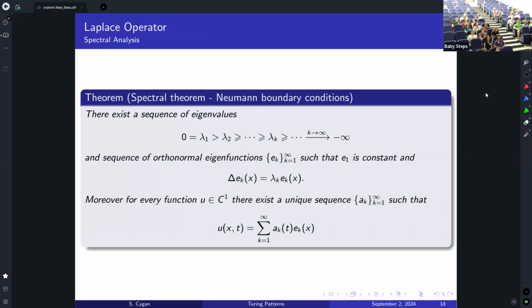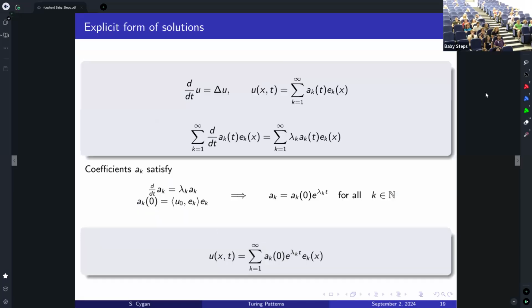And also, the first eigenfunction is constant. And look what happens now. If we take a look at our solution, since all of the eigenvalues lambda k, except the first, are negative, this quantity, as time goes to infinity, will converge to zero really, really fast.